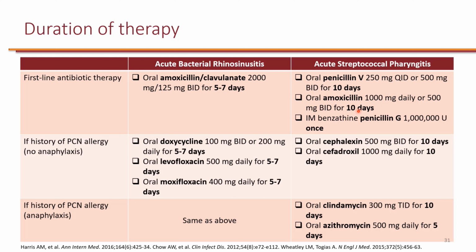And then of course, if you really want to do 1 dose and be done with it, you can do the intramuscular injection of penicillin G at 1 million units. And of course, this would obviously be painful, so a lot of patients might not want to do this. This is more realistic for people who have adherence issues.